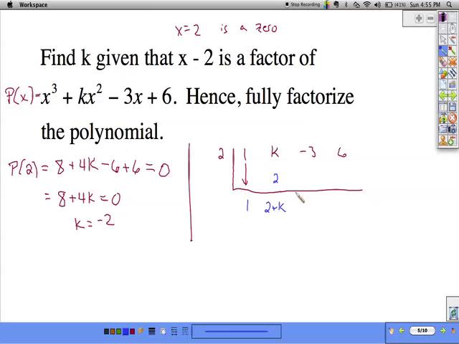Now I'm outside the box again, so I'm going to multiply 2 times 2 plus k. I'm back inside, so I add. And then I multiply. And this last number is the remainder. And if 2 is a zero, if x minus 2 is a factor, that remainder better become 0. And I could solve and find that k is equal to negative 2 again.